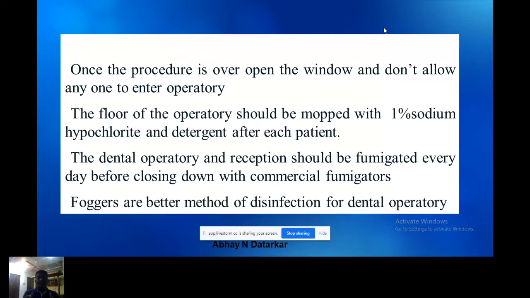So my recommendation is, in the morning, once you finish up, fumigate it with the help of your fogger or your fumigator. In the evening also, once you finish up, or if it's a whole day practice, and before you go, prepare the operatory for the next day so that it will be ready.